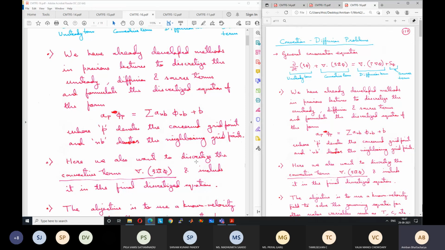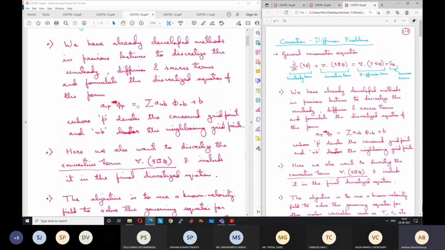So now we want to add this del dot rho u phi term in our discretization and see how it influences the final discretized equation. We still want to get the equation of this form: AP phi P is equal to summation ANB phi NB plus b. Why do we want it in this form? Because we want to use the same solution algorithm, like line by line TDMA or TDMA, or Gauss-Seidel, or whatever algorithm we have developed.